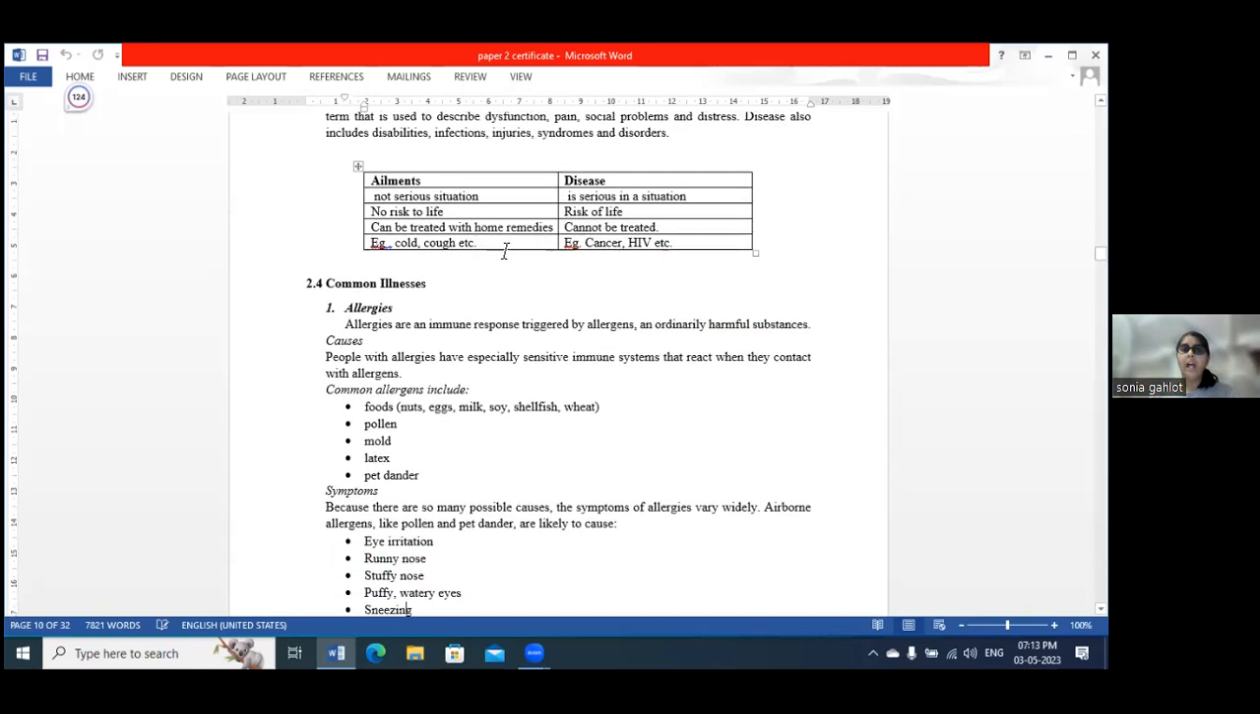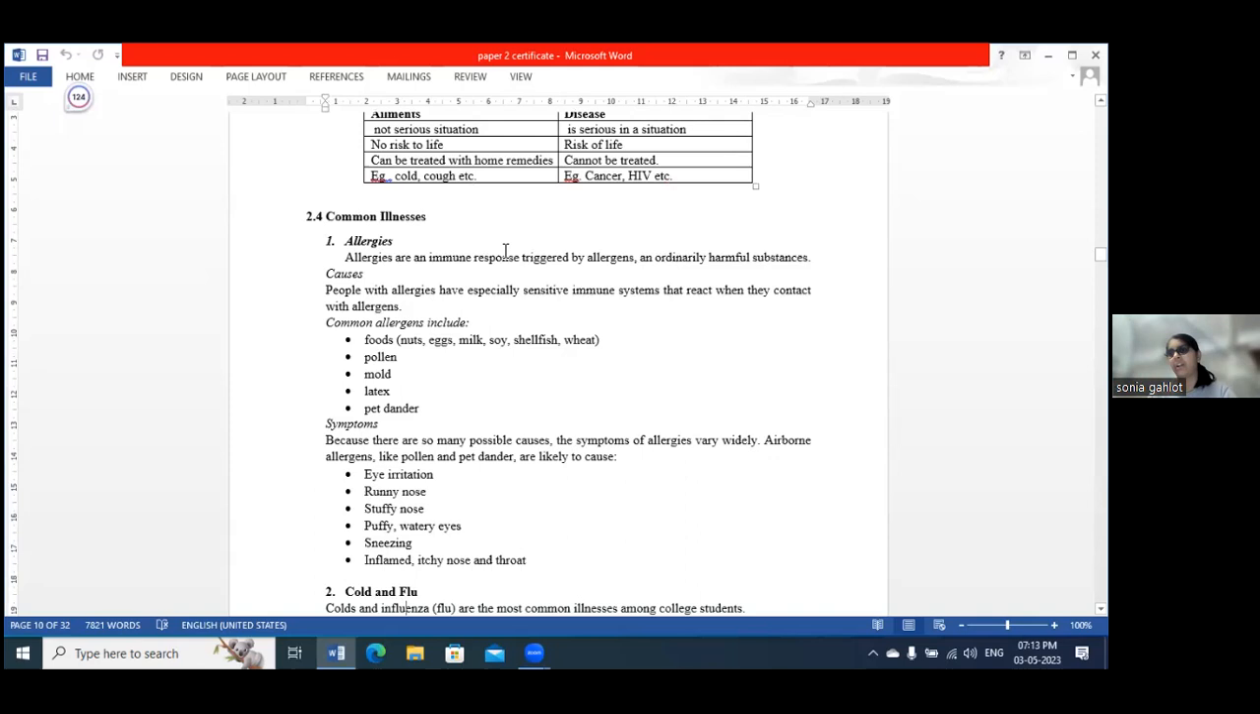Now, in 2.4, in this chapter, we will be talking about the common illnesses that happen. Kuch aisi common illness hoti hai jo hoti rehti hai. We will be talking all about a few of those illnesses in this chapter. We will be talking about what the illness is. Then we will be talking about what the symptoms are.